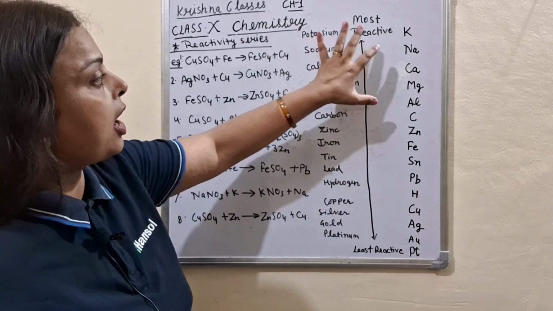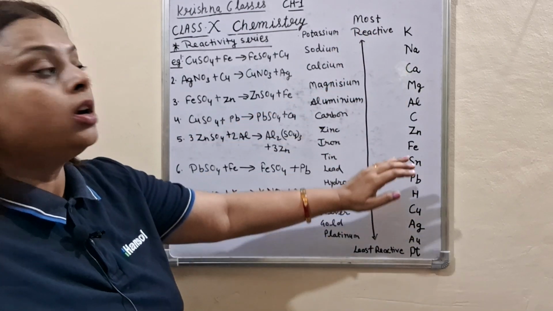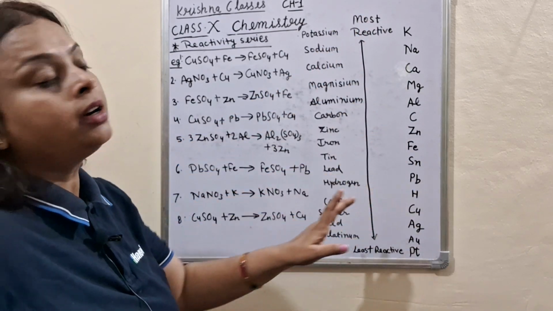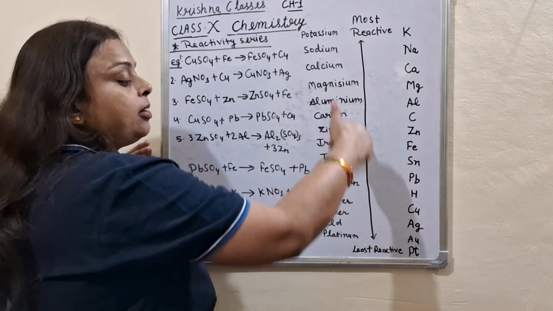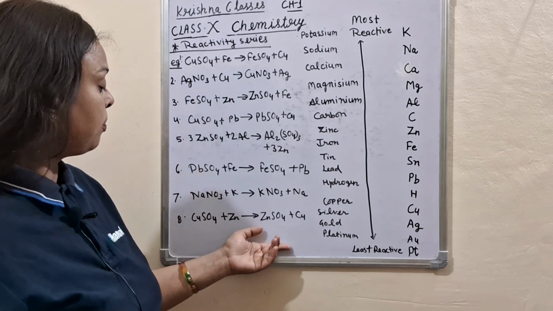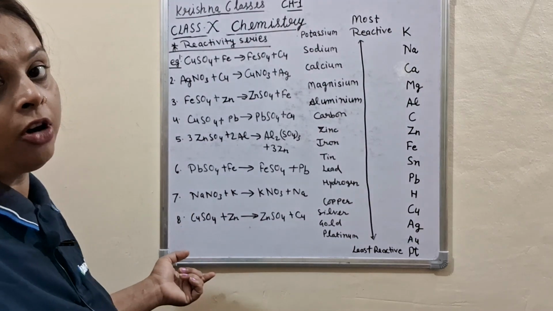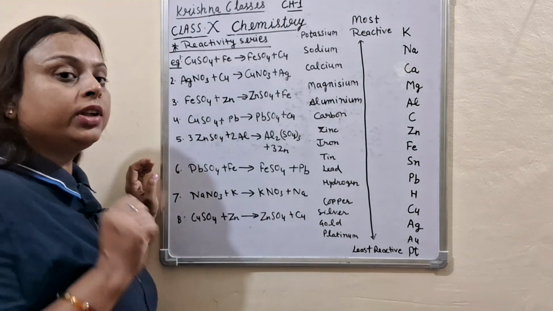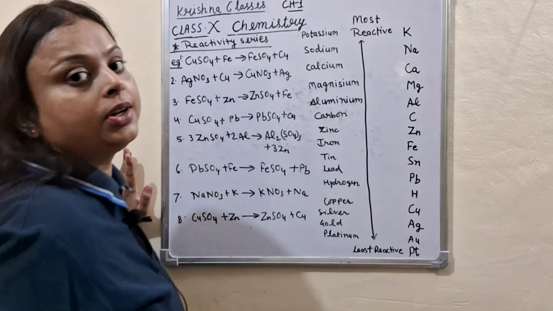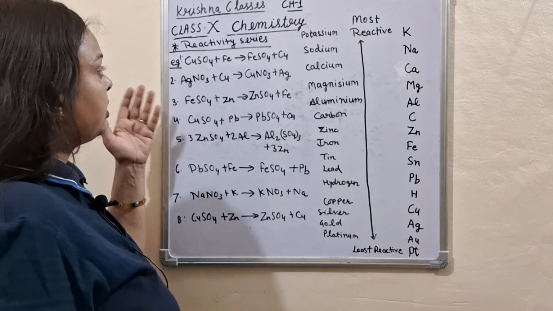So the elements above in the reactivity series replace the elements below very easily, because the elements at the top are more reactive in comparison to the bottom elements. They push out the weak element very easily because they are present at the top of the reactivity series. That's why they are more powerful elements. These are the reactivity series.